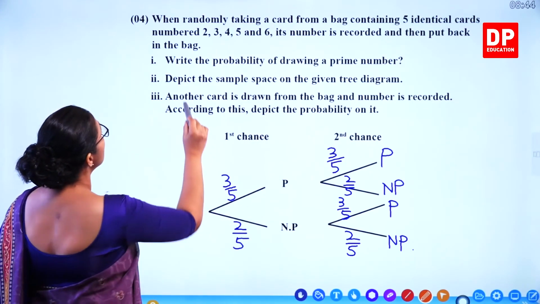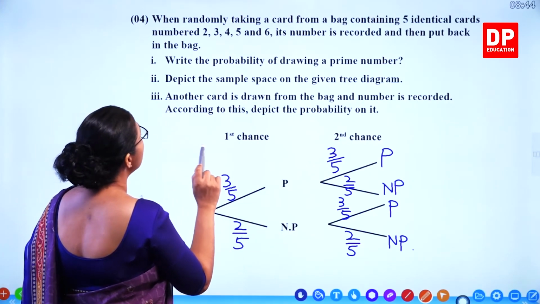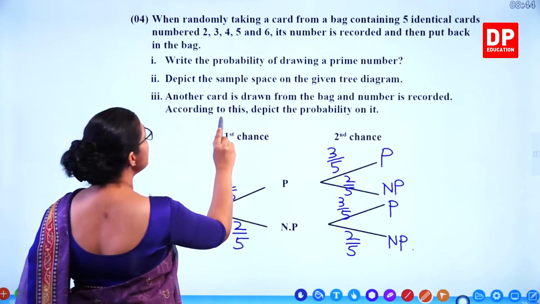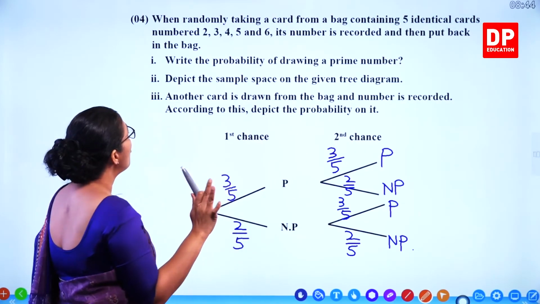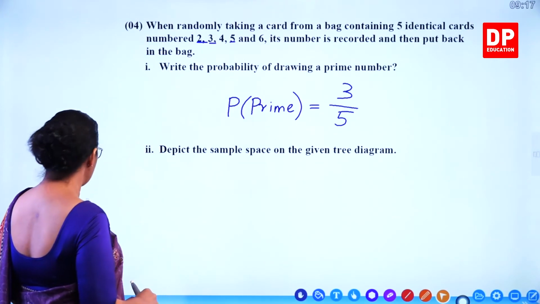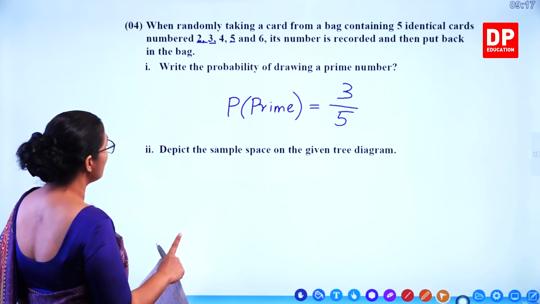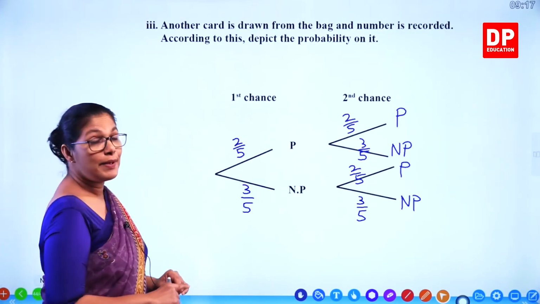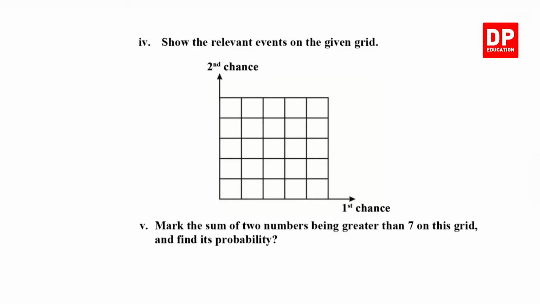Depict the sample space on the given tree diagram. Now, another card is drawn from the bag and the number is recorded. According to this, depict the probability on it. So I did both parts on the same diagram. This is the second part we already did here, drawing the tree diagram, and the third part also we did. So we completed the tree diagram. Now, we'll look at the next one.